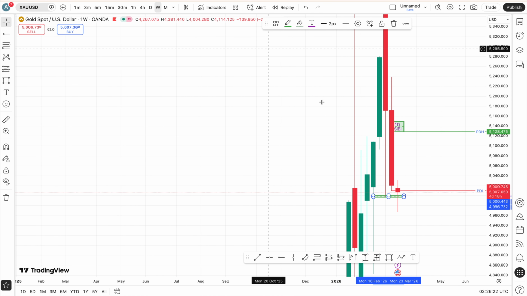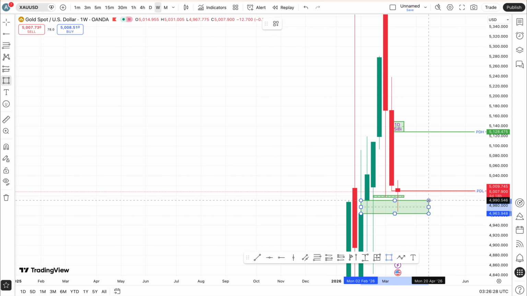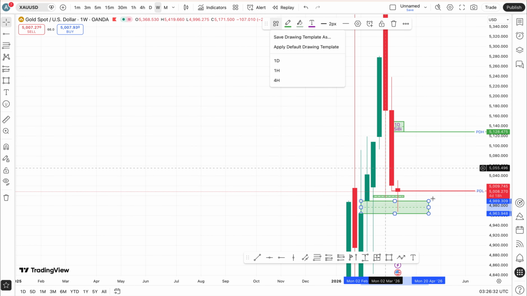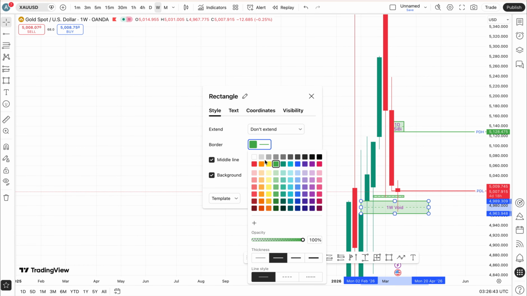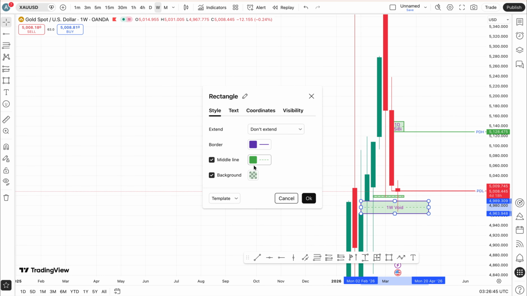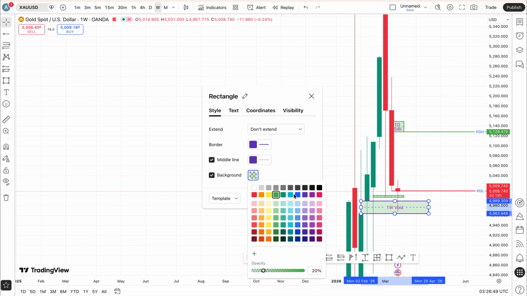What we hadn't seen until now is this weekly void, right, which the market has tested. So this we will mark as a 1 week void, and let's make this purple, right?